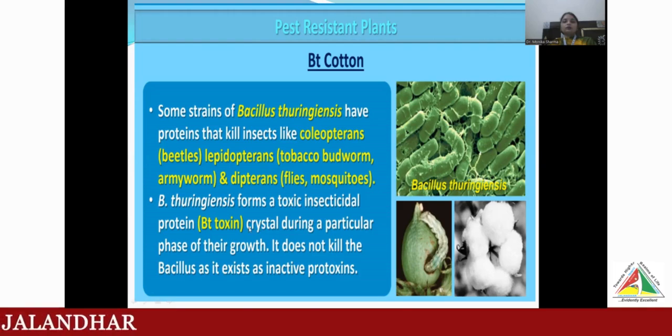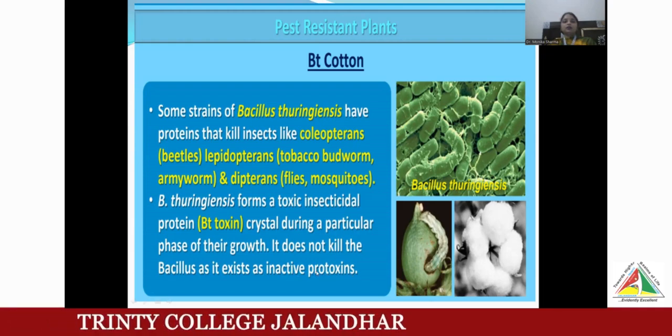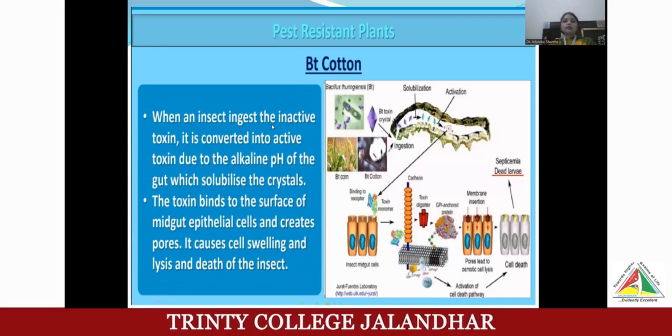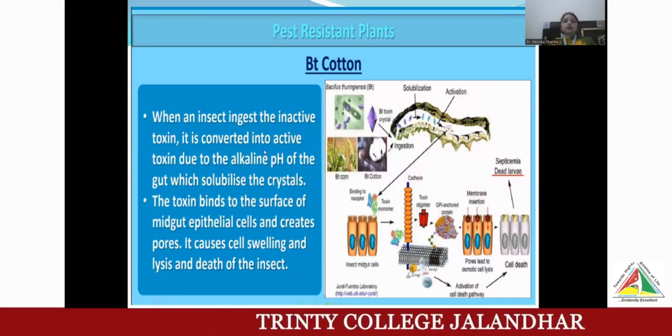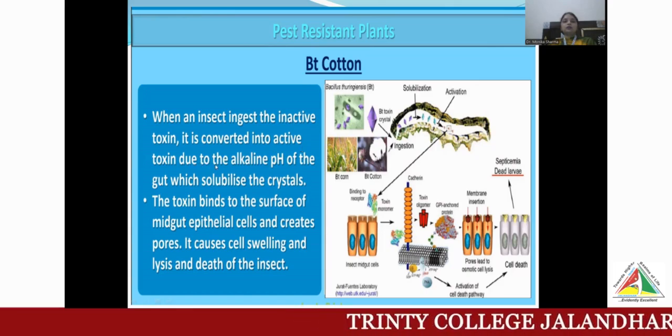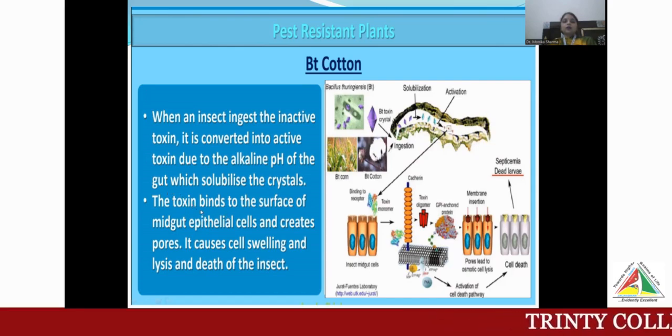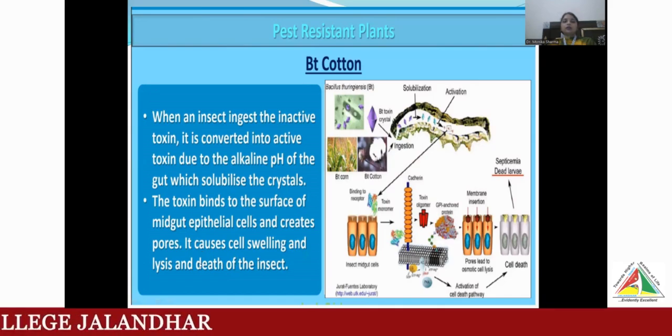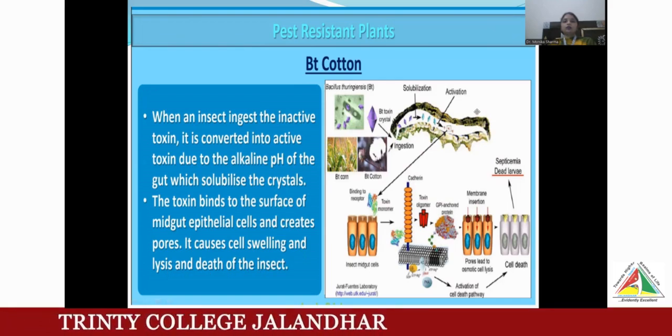Bt toxin is a protein which is present in Bacillus thuringiensis in an inactive state. But when an insect ingests this inactive toxin, it gets converted into active toxin due to the alkaline pH of the gut. The toxin binds to the surface of the midgut epithelial cells and creates pores. After that, it causes cell swelling and cell lysis, which leads to the death of the insect.